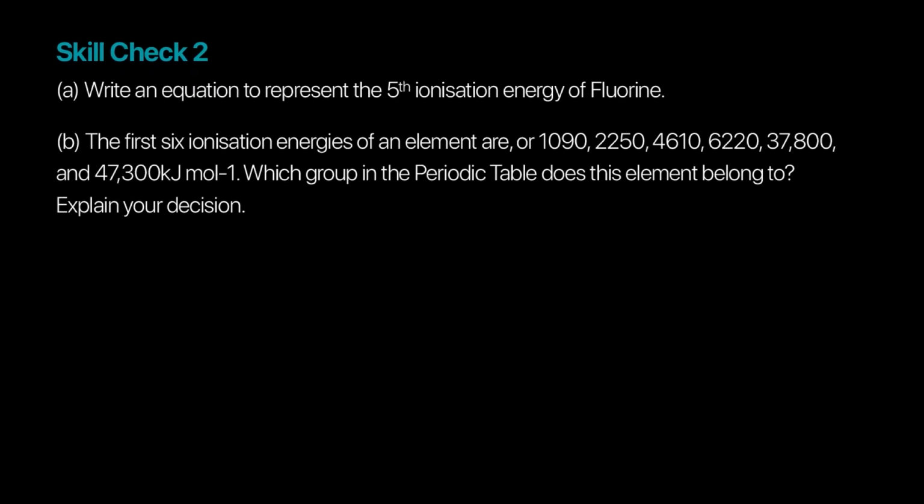Alright, this one is about fluorine. The first part says, write an equation to represent the fifth ionization energy of fluorine. And B says the ionization energies of an element are given as 1,000, 2,000, 4,000, 6,000, 37,000 and 47,000. They're asking you which group it belongs to and to explain your decision. So the fifth ionization energy, let's do part A first, is when F4+ becomes F5+ plus an electron, all in gas state.